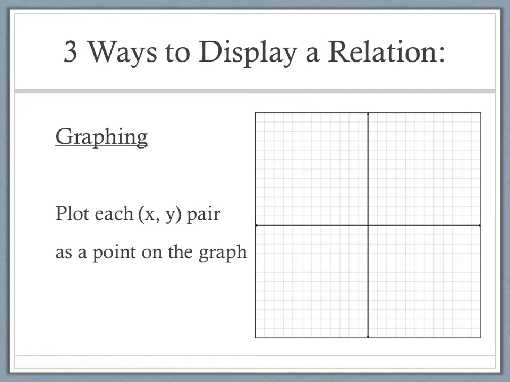Now, the third way that we can display a relation is by graphing. We've done this before. This goes way back to maybe 6th, 7th grade when you just graphed your points. So I'm just going to plot those 5 points. The first one was -2, 5. Okay, next one was 0, 3, over 0, up 3. Okay, next one was 2, 3. Next one was 5, -1, so right there, and 2, 6. So over 2, up 6, right there.